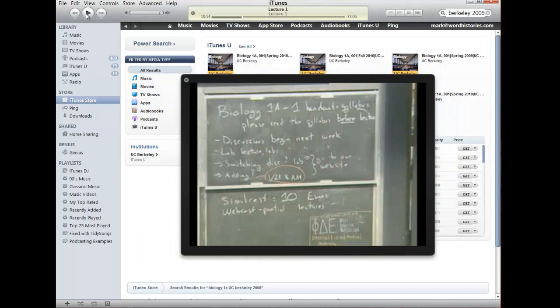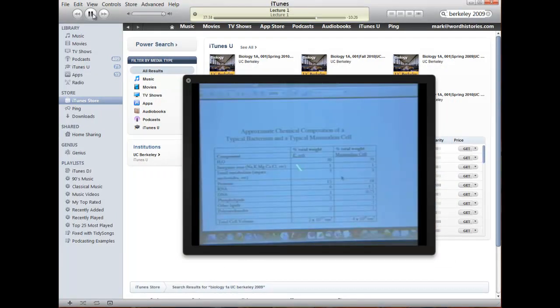Let's move ahead again. The coli, we call it. And here it, too, sure.